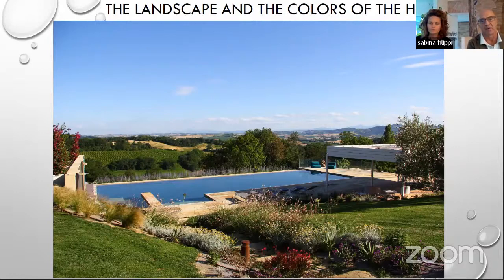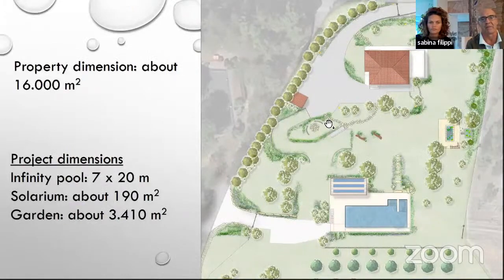This is the pool finished, and we have tried to insert this pool in the environment, trying to use the same colors and the same materials inside the garden where we have put the pools. We are talking about pools in a rectangular area, irregular pools. We are on the hill. The dimension is 7 meters by 20 meters.